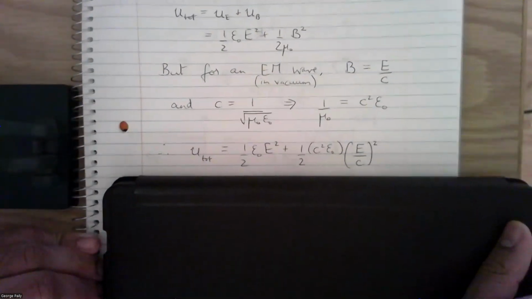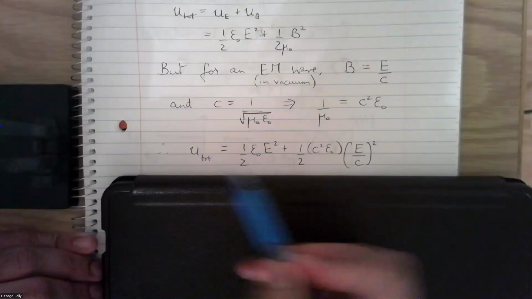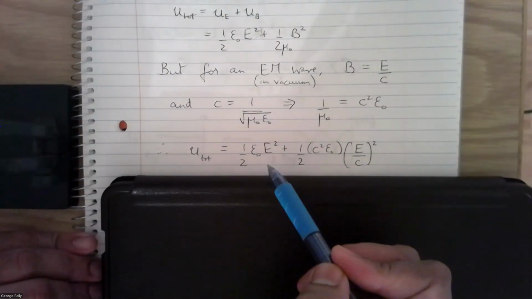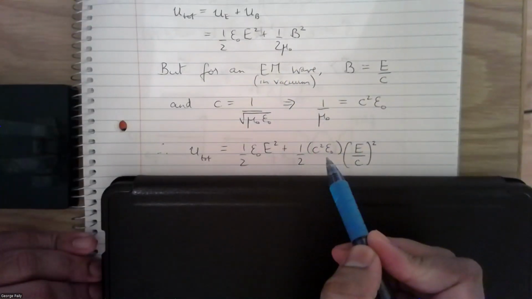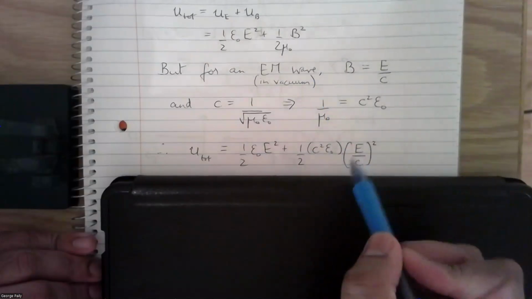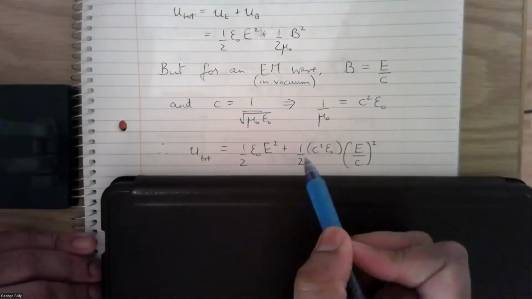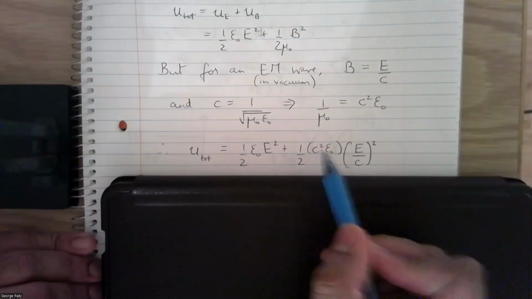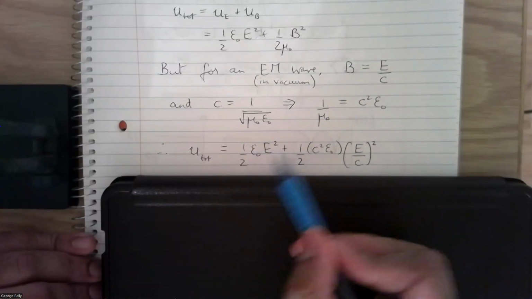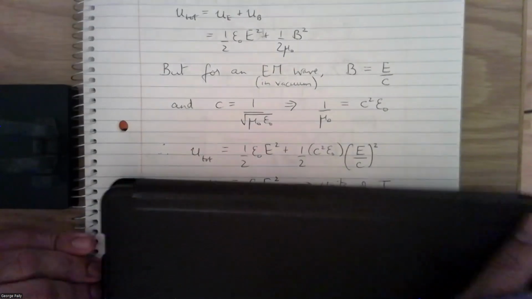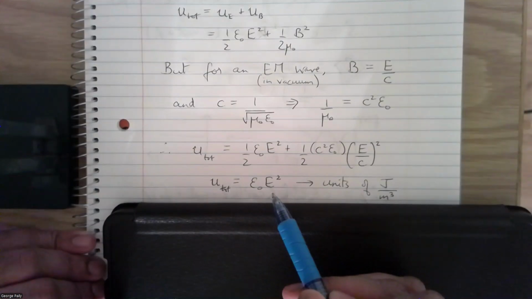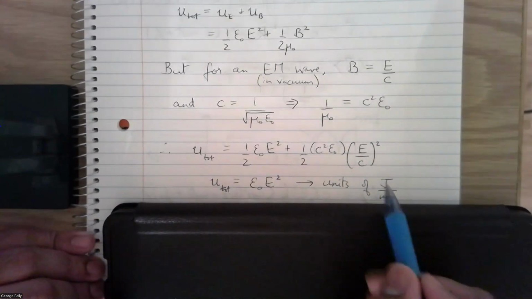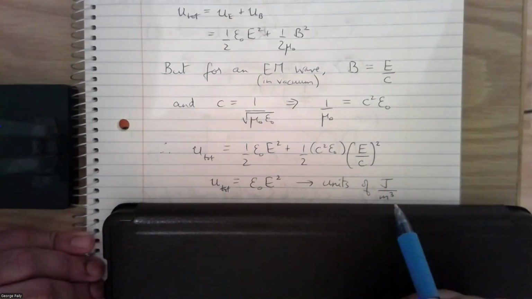And so we have U total is equal to 1/2 epsilon naught E squared. That stays the same. And then here, 1 over mu naught becomes c squared epsilon naught. B squared becomes E over c, the whole squared. And there's the 1/2. But we see that the c squared is going to cancel, and we're going to end up with a term which is identical with the first term. And so our total energy density is epsilon naught times E squared for an electromagnetic wave. And being an energy density, the units of this are joules per meter cubed.